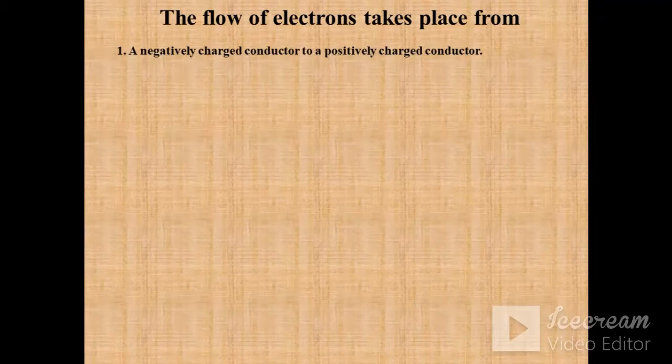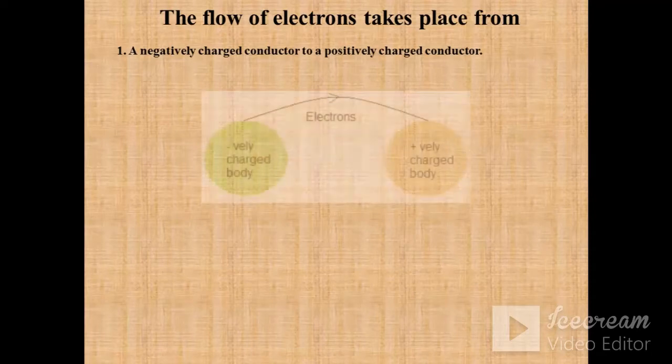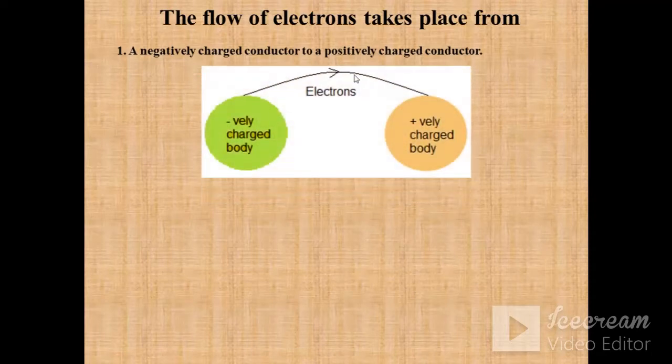A negatively charged conductor to a positively charged conductor. Whenever a negatively charged conductor is connected to a positively charged body, the flow of electrons takes place from the negatively charged body to the positively charged body. As we already know that opposite charges attract each other, so this negative charge is attracted towards the positively charged body.